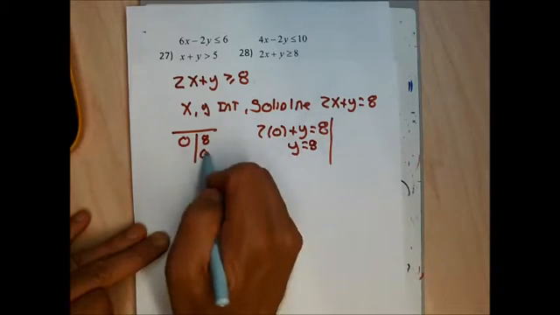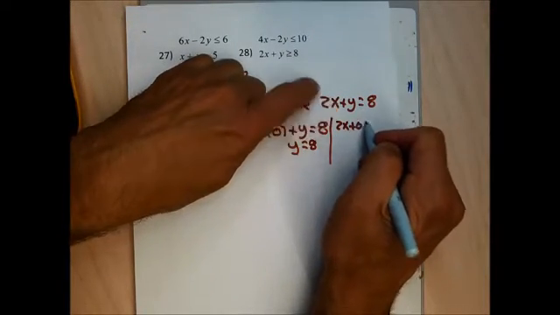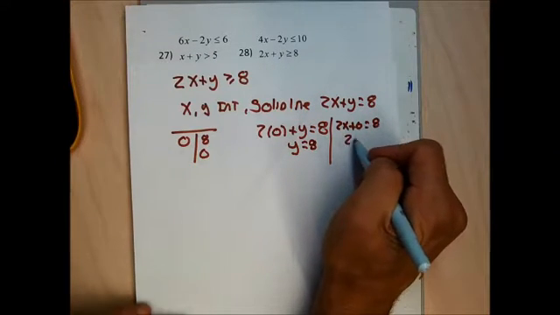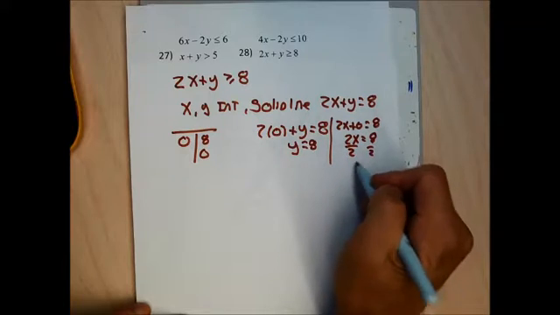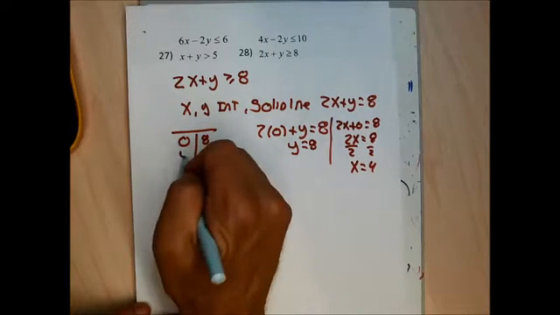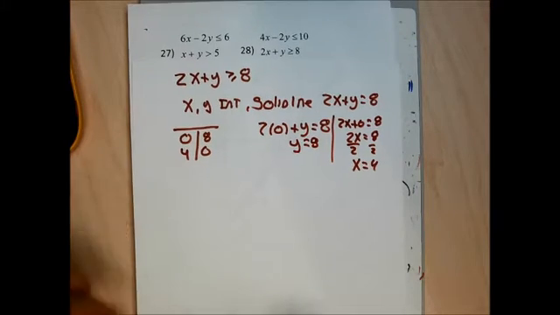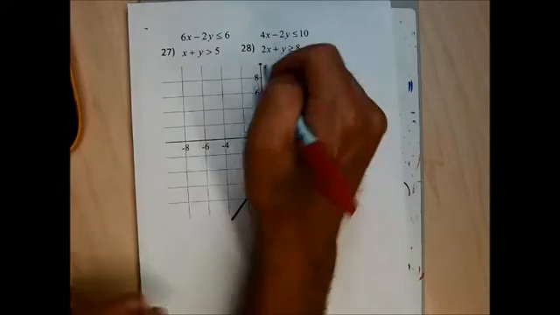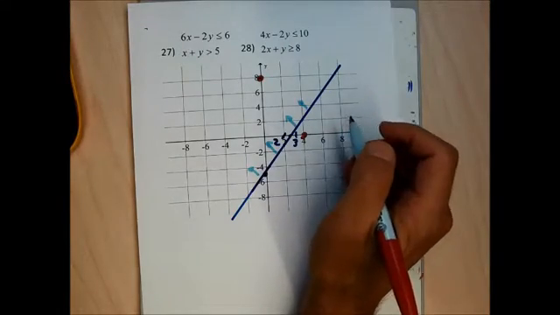Now plug 0 in for y. I get 2x plus 0 equals 8. That gives me 2x equals 8. Divide by 2, divide by 2. I get x equals 4. So I'm going to plot (0, 8) and (4, 0) and connect them with a solid line. So (0, 8), (4, 0), connect them with a solid line.